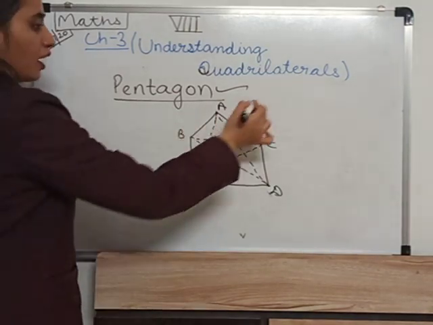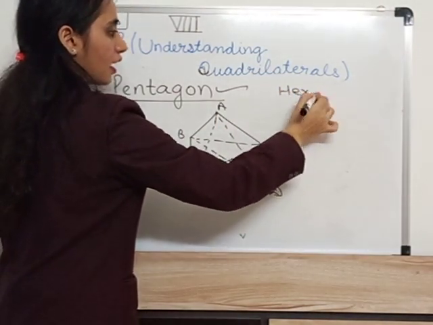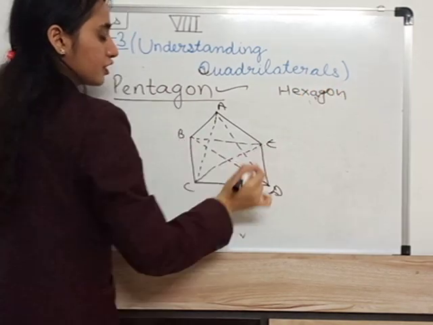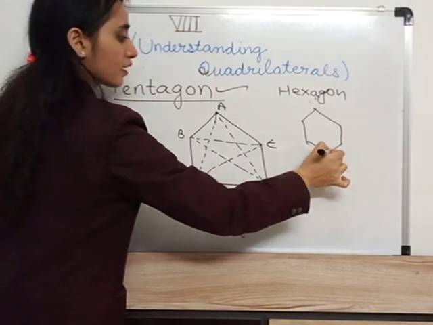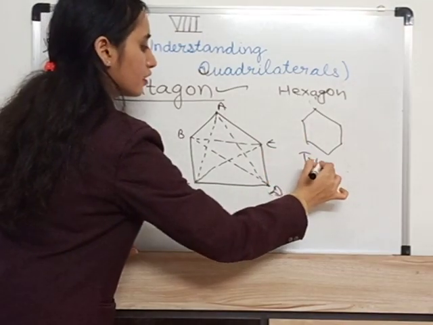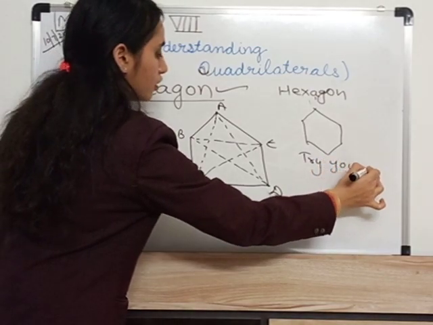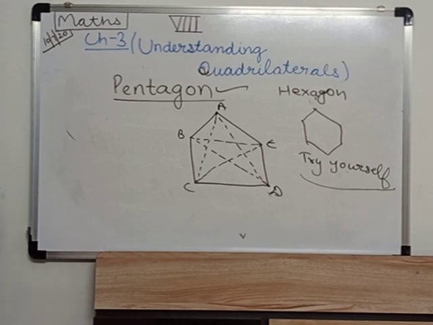Now for hexagon, shape of hexagon is this. How many diagonals can we draw in this? Try yourself. This is for your homework. How many diagonals does this hexagon have? How many diagonals can we draw in this figure? Okay.